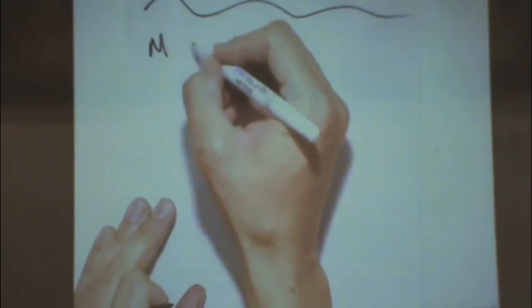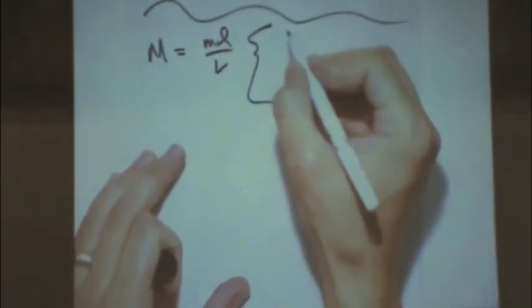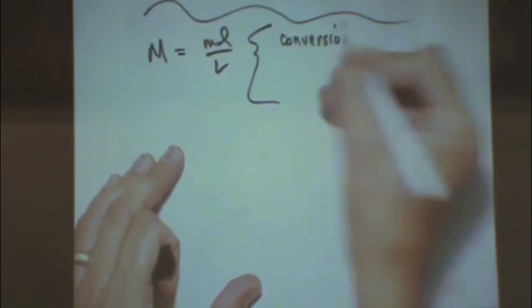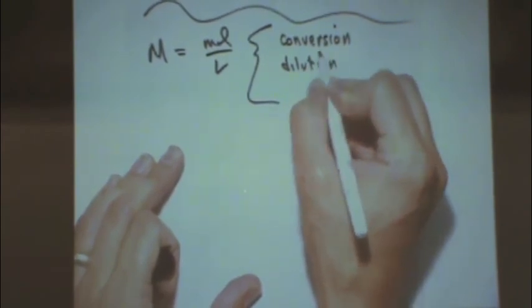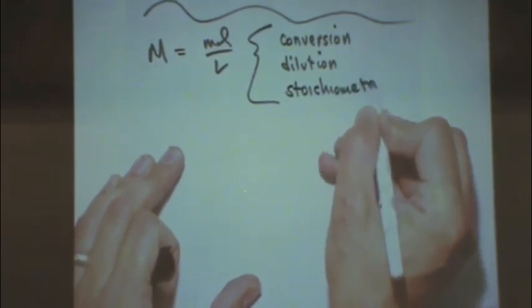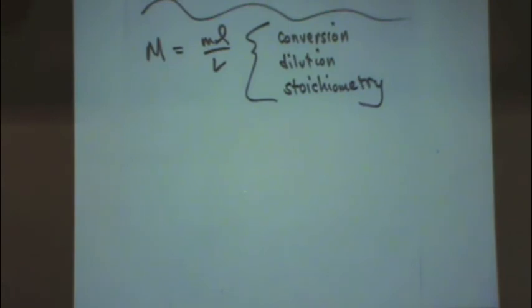So for molarity, remember that it's moles per liter. There are 3 types of calculations that you can do with this. The first one is a conversion type of calculation. The second one is a dilution. And the last one is stoichiometry. The first one and the second one involve one compound of interest. The third one will involve a reaction, so multiple compounds. So that's how you tell the difference between the first 2 and the third one.